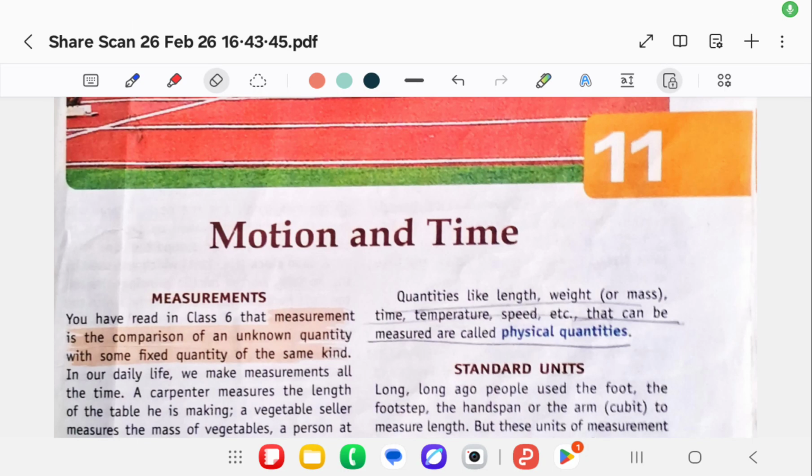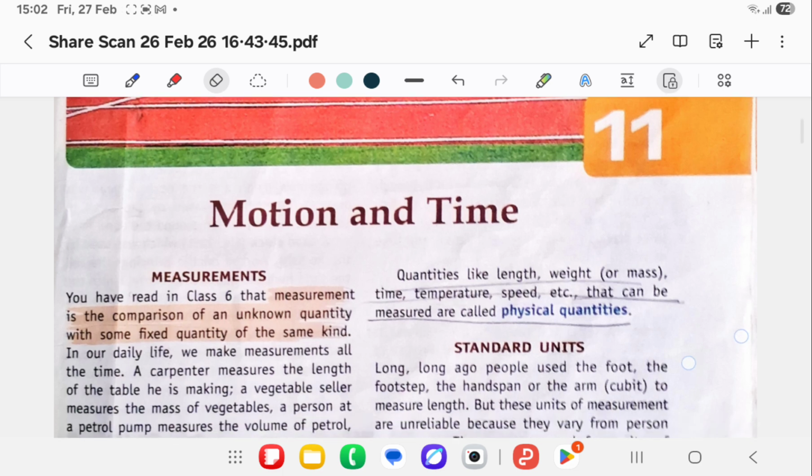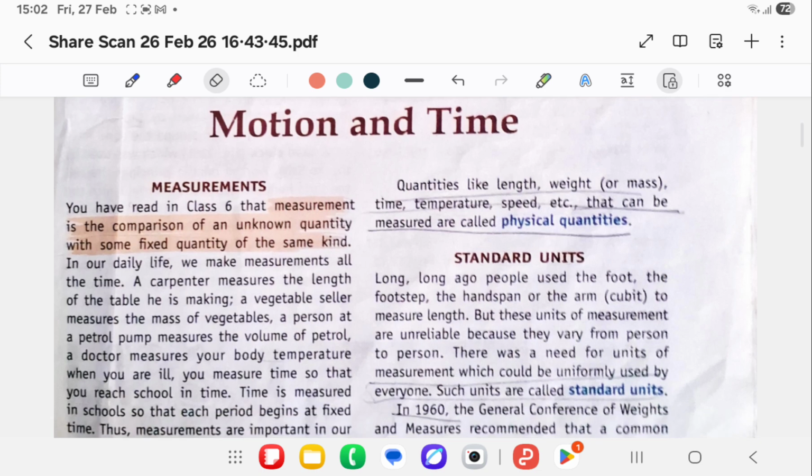Hello children. Now we are discussing grade 7th chapter 11, motion and time, living science. Okay, so the first topic we will be discussing regarding the chapter is measurements. So what do you mean by measurements?